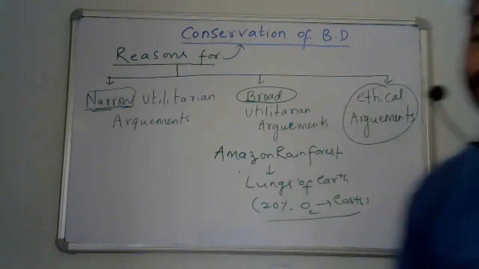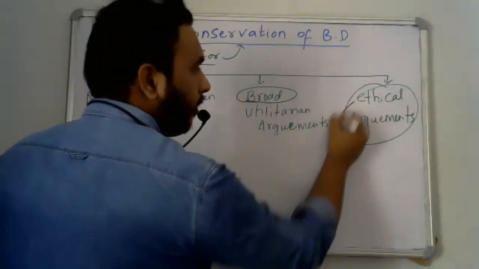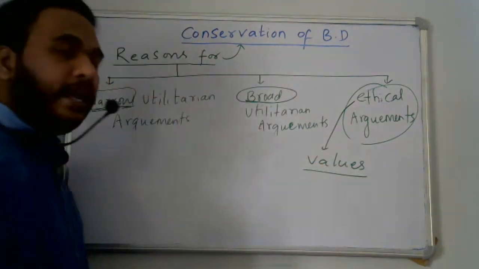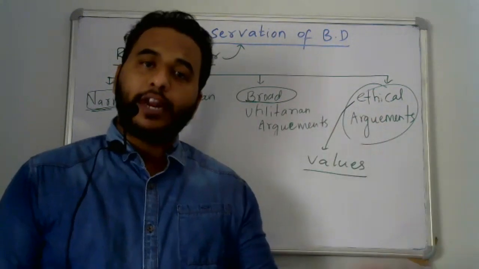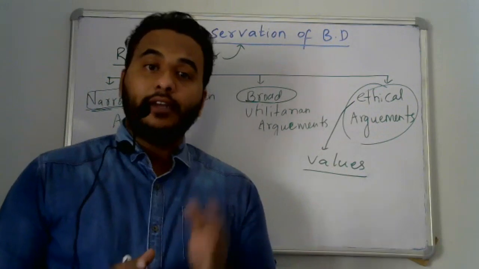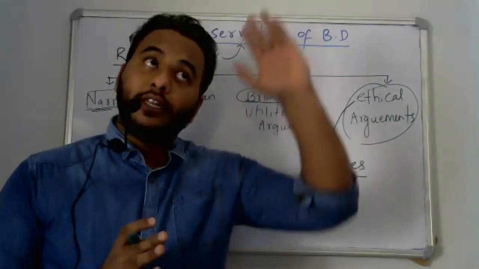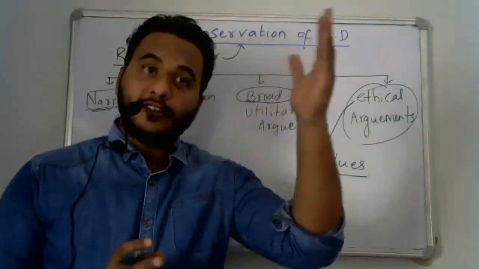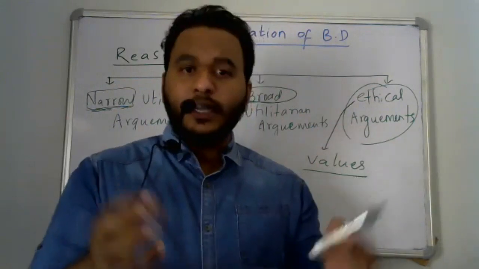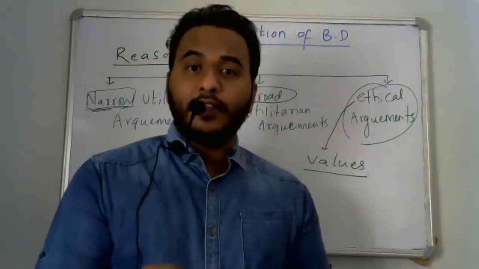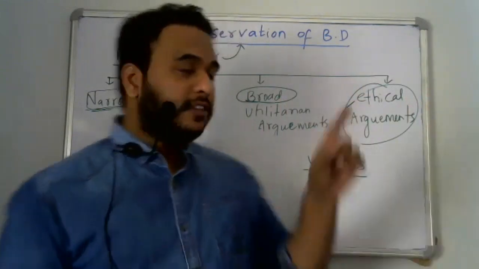Coming to ethical arguments. What is the meaning of ethics generally? Ethics means values. So we respect the nature, and our ancestors, the ancient people also, prayed to all plants and animals, especially the plants, which they treated as goddesses. Even the sun, they treated as a god, because that is the chief energy source. So this comes under ethical arguments. Every environmental component has its own intrinsic value, and because of that intrinsic value, we should not damage it. We have to develop that ethical feeling to not damage the environment. So this comes under ethical arguments.